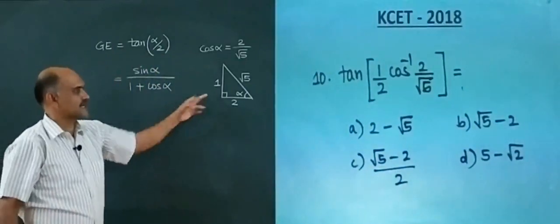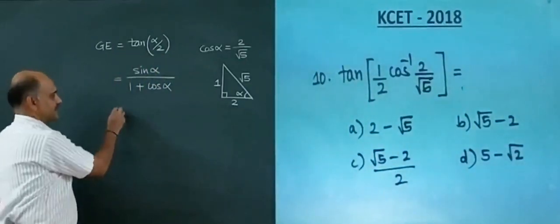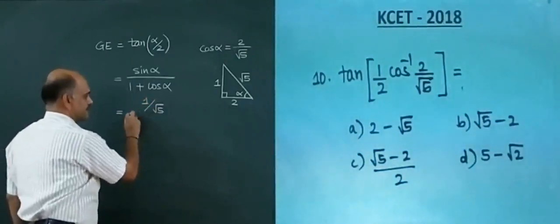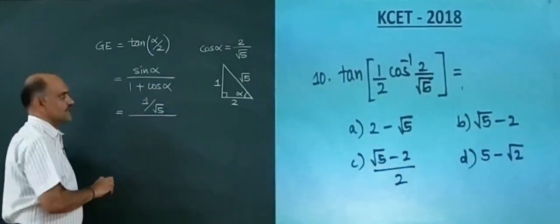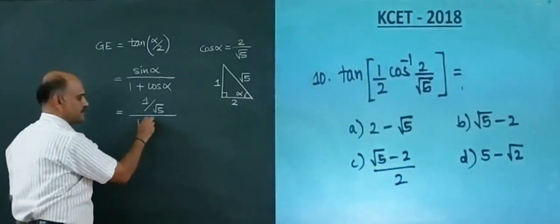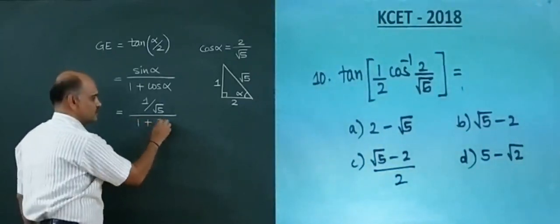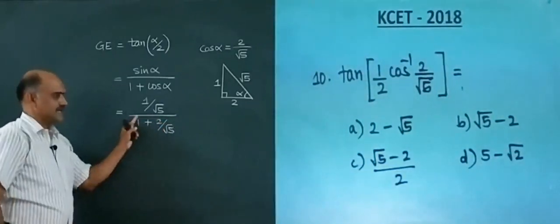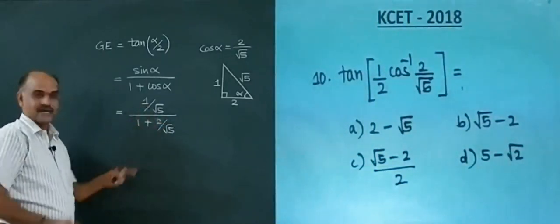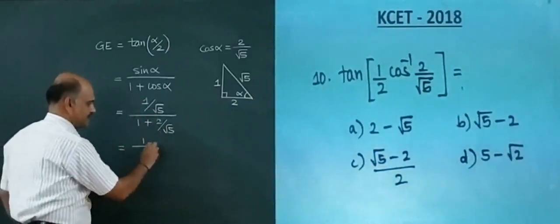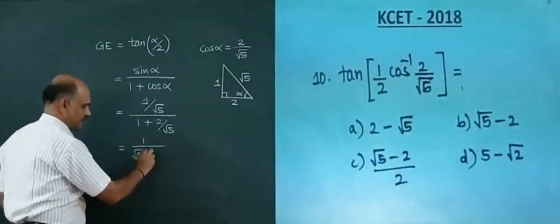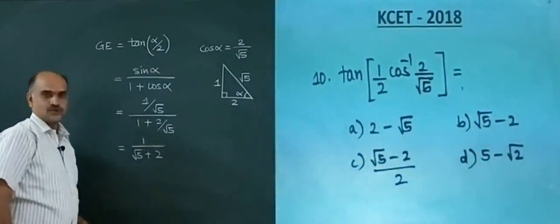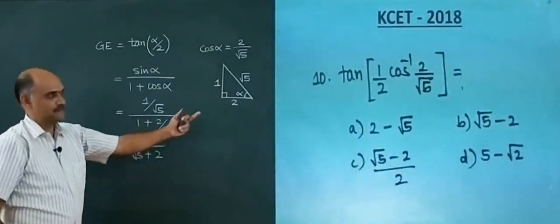So now from this triangle you substitute. Sin alpha is 1 by root 5 divided by 1 plus cos alpha, 1 plus cos alpha is 2 by root 5. Now after taking LCM, root 5 gets cancelled, so you'll have 1 divided by root 5 plus 2. So now multiply by conjugate and simplify.